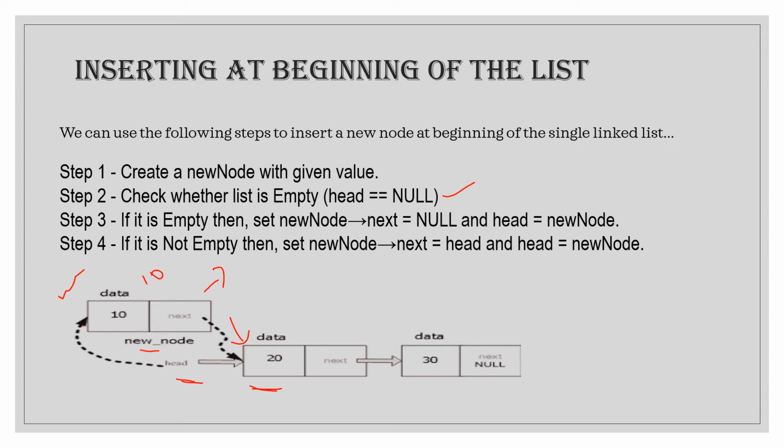As I already said, if the list is empty, head will point to null. Here I have two elements in my list, so as per the example, my list is not empty. If the list is empty, set new node's next equal to null, and head equal to new node. If it is not empty, then set new node's next equal to head, and head equal to new node. This is how we insert at the beginning of the list.